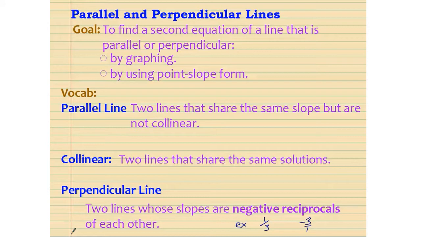Here's our vocabulary. Our goal is to find a second equation of a line that is parallel or perpendicular. We will first do it by graphing, then we will use algebraic methods, point-slope or slope-intercept form. A parallel line is when two lines share the same slope. Coincident means two lines that share the same solutions. A perpendicular line is when the slopes of two lines are negative reciprocals of each other.